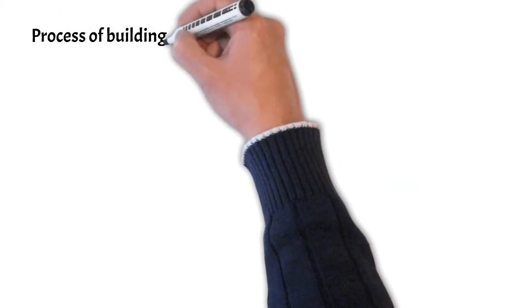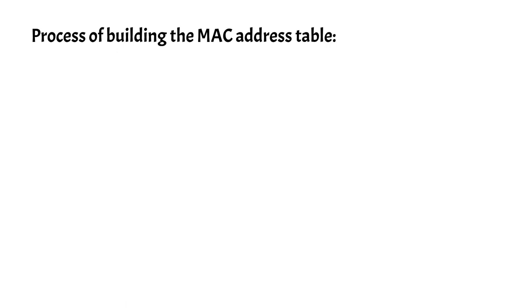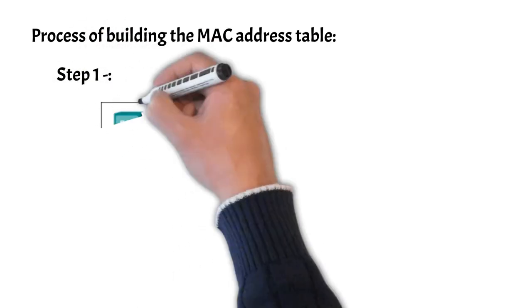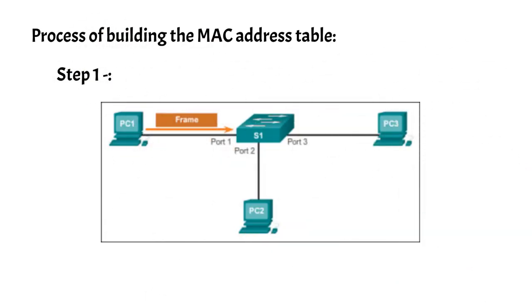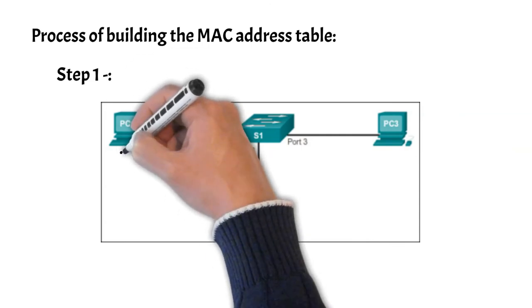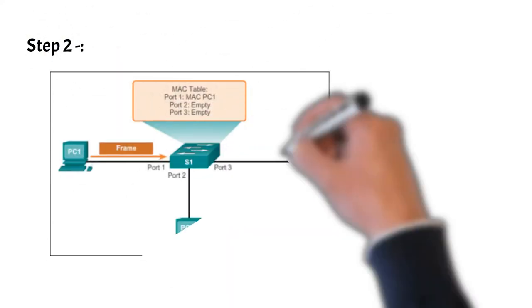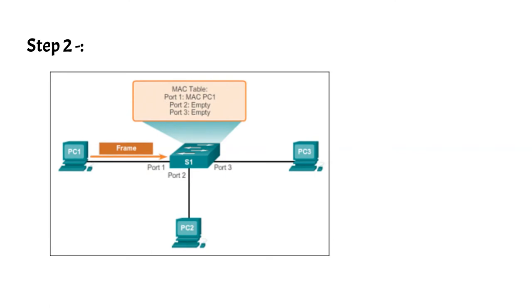The following steps describe the process of building the MAC address table. First, the switch receives a frame from PC1 on port 1. As you can see, PC1 sends a frame to port 1. Then, the switch examines the source MAC address and compares it to the MAC table. If the address is not in the MAC table, it associates the source MAC of PC1 with the ingress port, that is port 1, in the MAC table. As you can see, S1 adds the MAC address heard through port 1.